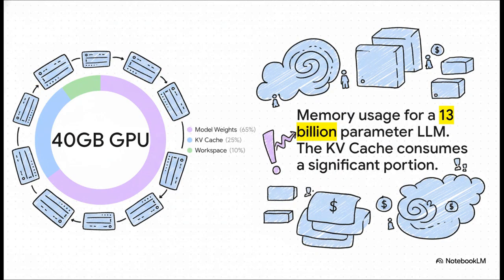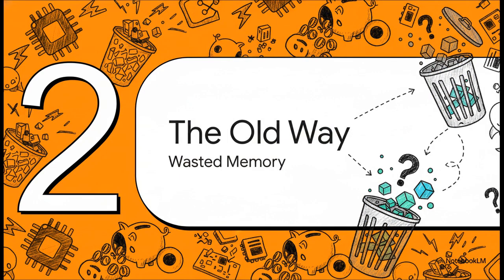I mean, just look at this. Look at how much of this precious GPU memory the KV cache eats up. On a standard 40-gigabyte GPU running a pretty common 13 billion parameter model, sure, the model weights take up the biggest slice, but that KV cache can consume a massive chunk of everything that's left. Wasting even a tiny part of that memory means you can serve fewer users at once, and that drives your costs right through the roof. And unfortunately, the old way of managing all this memory was, to put it lightly, incredibly wasteful.